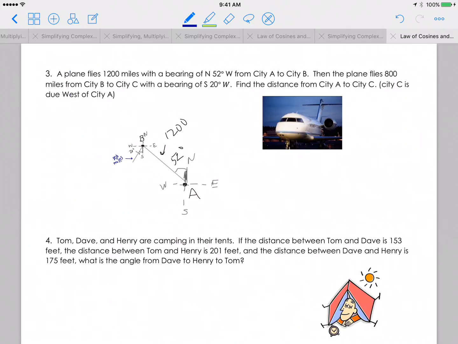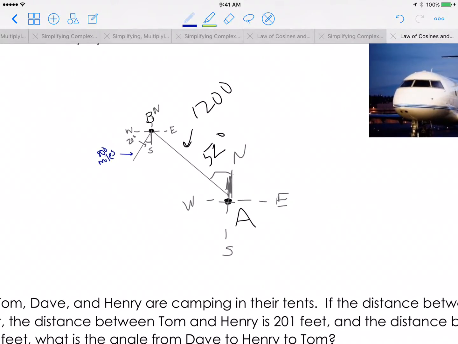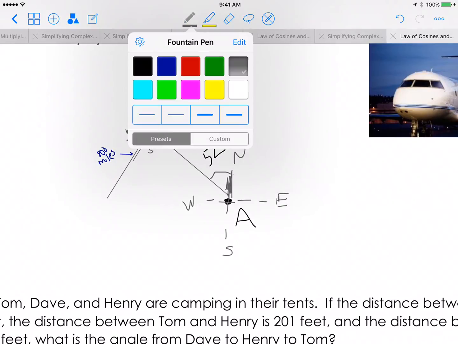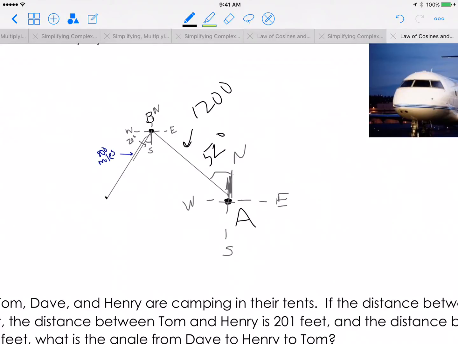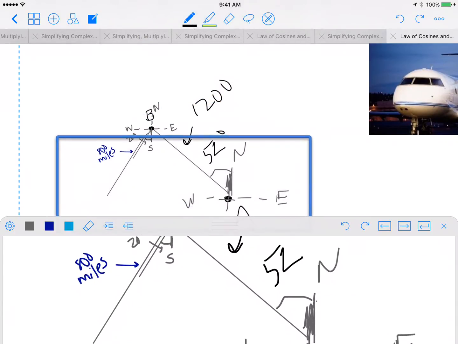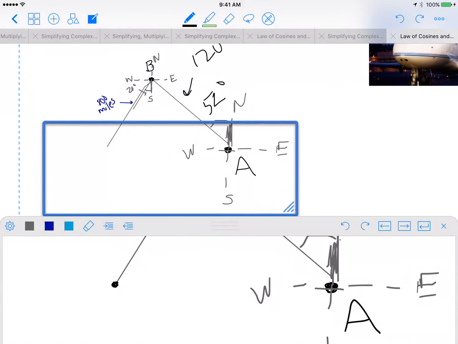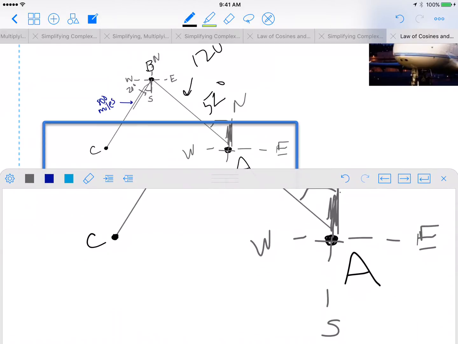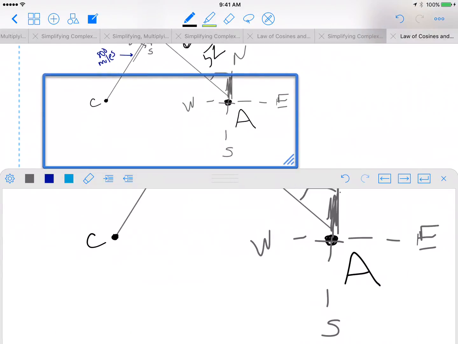I'm going to blow this up a little bit, make this a little bigger. Okay, so that's 800 miles. So now we're trying to find the distance from C to A. So I'm going to draw this line. I'm going to make it pink.